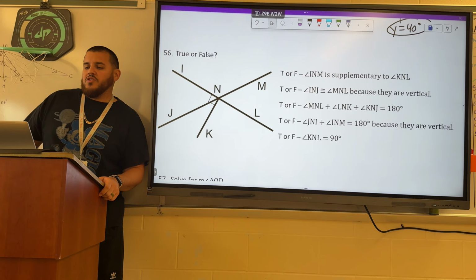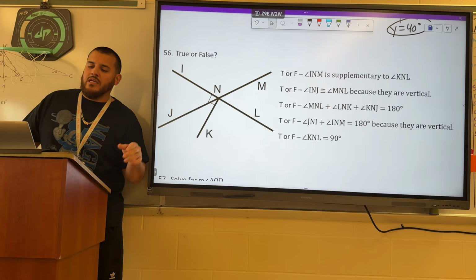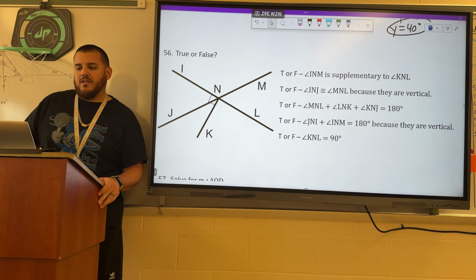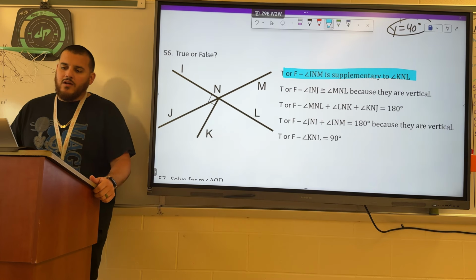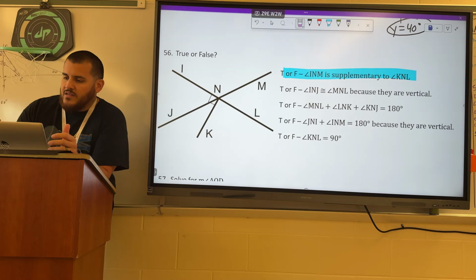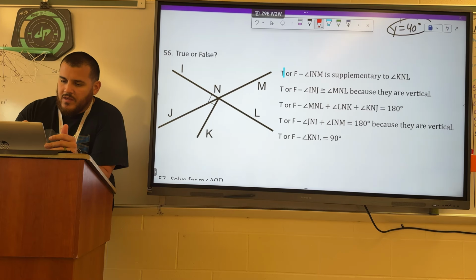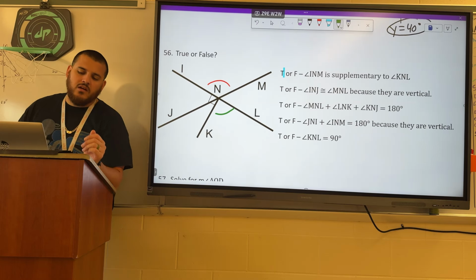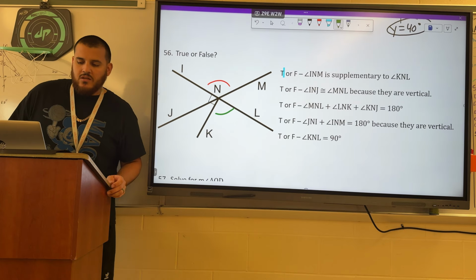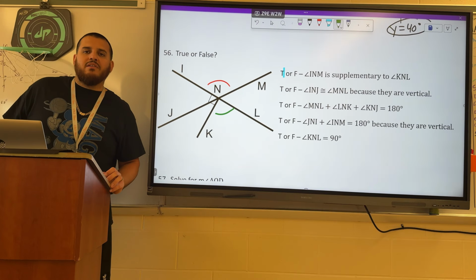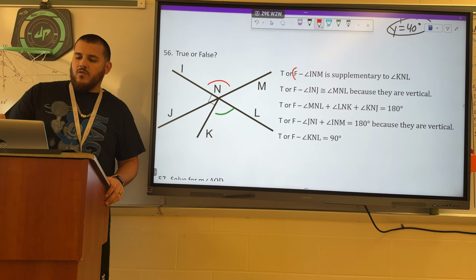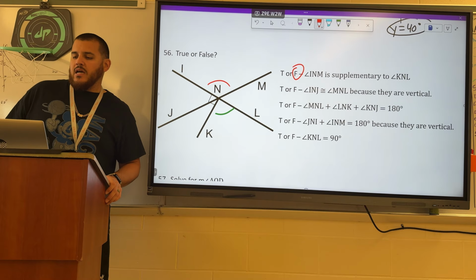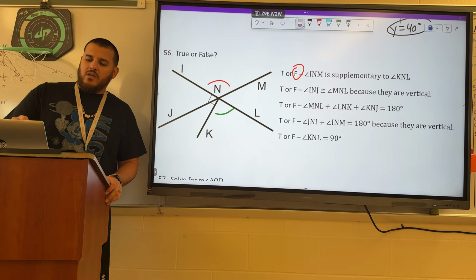All right, next up, we have several true or false questions that relate to the figure that we have here on board. So first off, true or false: angle INM is supplementary to angle KNL. Let's identify where these angles are. INM would be this angle here, KNL would be this angle here. These are not adjacent to each other on a straight line, so we do not have evidence that these angles would add up to 180 degrees. Therefore, this is false. We do not know that INM is supplementary to KNL.